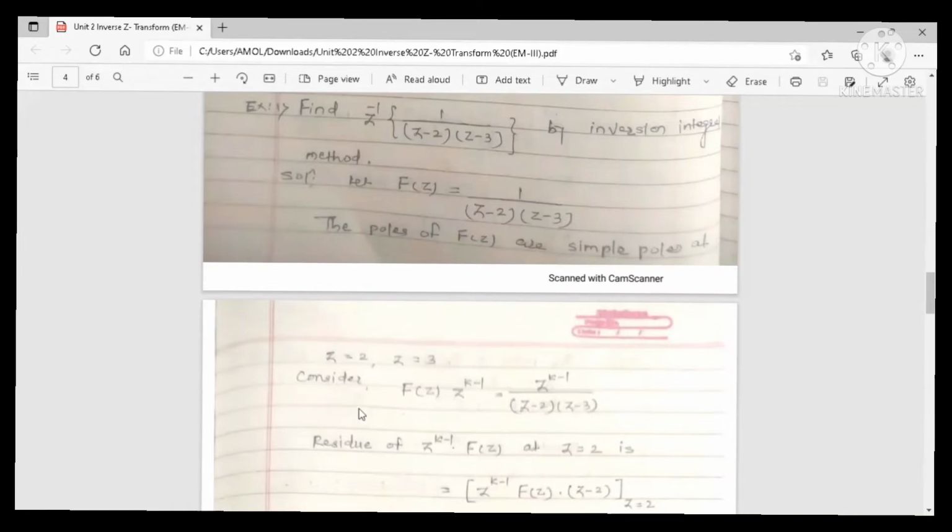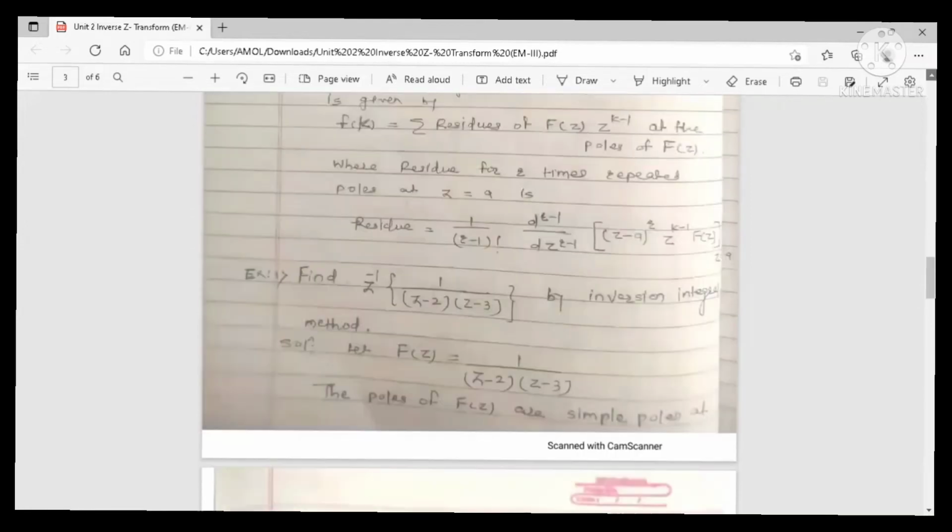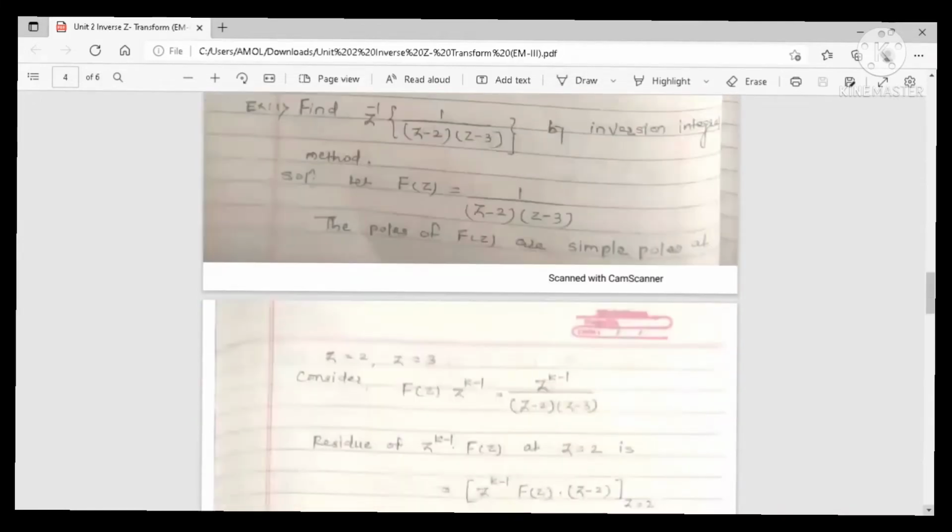Okay, now, see the formula, we find the residue of f of z into z raised to k minus 1 at the poles of f of z. There are two poles, 2 and 3. We find the residue of f of z into z raised to k minus 1. Now your f of z is 1 upon (z minus 2) into (z minus 3). You multiply it by z raised to k minus 1. So it is z raised to k minus 1 upon (z minus 2) into (z minus 3).